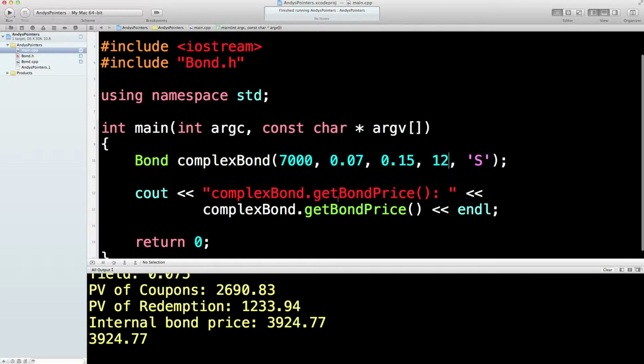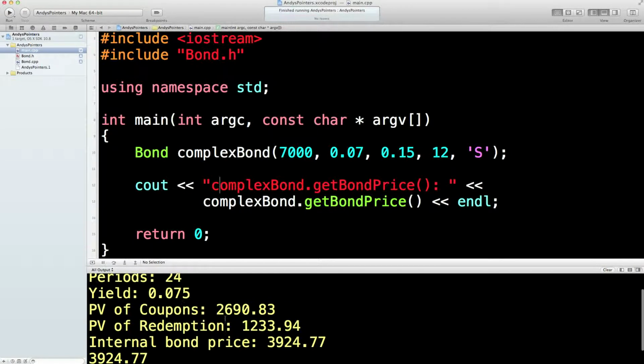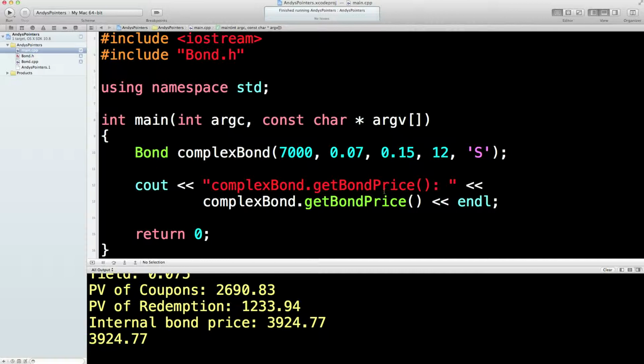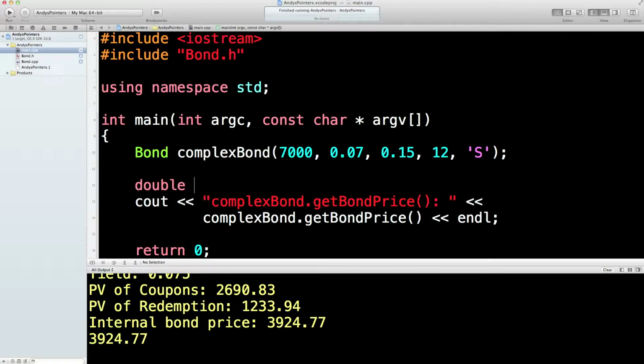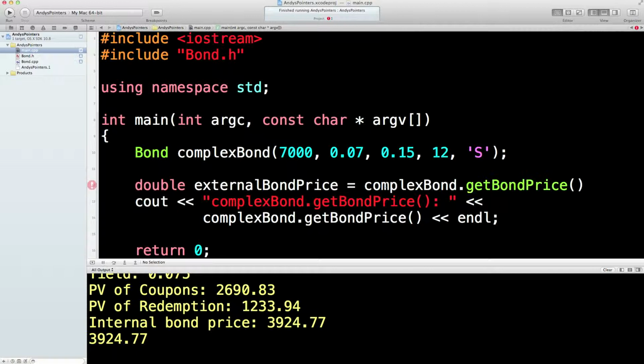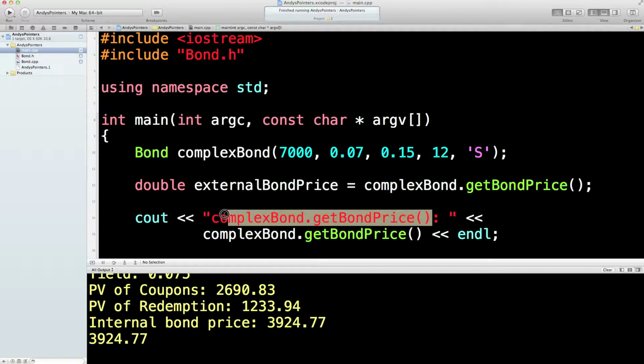$3,924. Why am I missing this bit of text? Why's that not coming out? Oh, it is coming out. What's coming out there? Oh, it's kind of getting itself in a bit of an output heap there. So what I'll do is I'll just say double external bond price, just to make the output a little bit nicer, equals this. All the output streams are getting mixed up. And then I'll output this. Should mean we get a nicer, cleaner output.